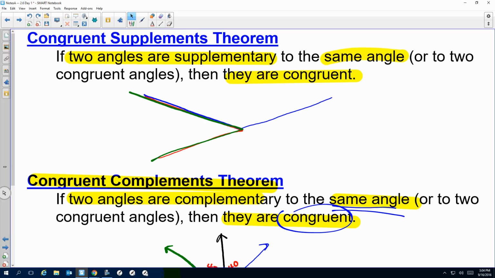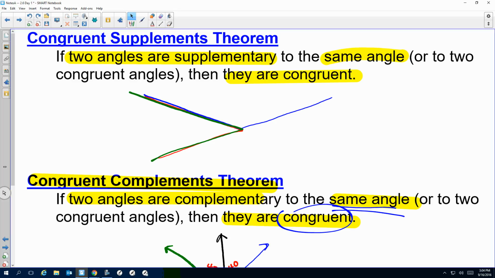This theorem is new. You are going to be asked to recognize it and apply it on the online assignment. So, the congruent supplement theorem states that if two angles are supplementary to the same angle, then they are congruent.